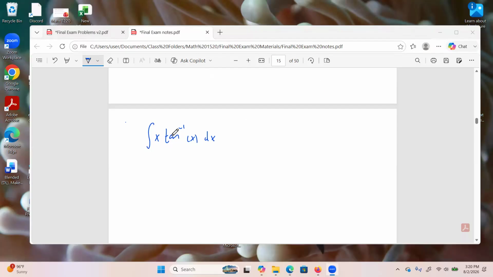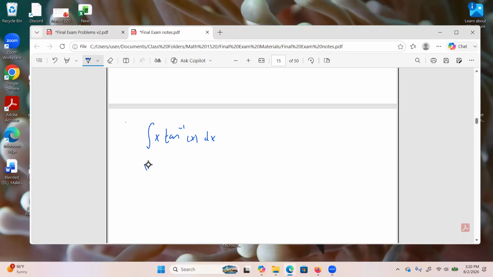We are working through some integration by parts problems. What we have up is x inverse tangent x dx. We're just going to integrate this as an indefinite integral. Every time you have an inverse trig function, you're pretty much required to use integration by parts.